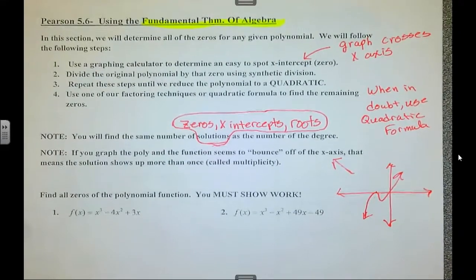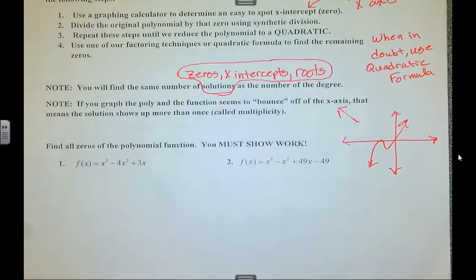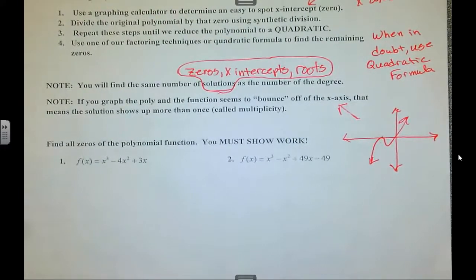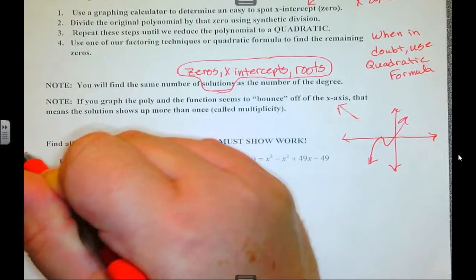All right, so let's look at some examples here. Numero uno. F of x equals x cubed minus 4x squared plus 3x. And you have to find all the zeros. How many zeros are going to be in here? There's 3 zeros, correct.